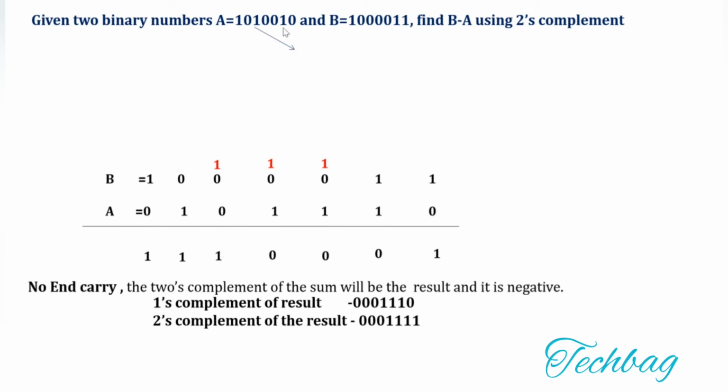Let us check the answer. Here the decimal equivalent of A is 82 and the decimal equivalent of B is 67. If you are subtracting 82 from 67, you get minus 15. And in this 2's complement of the result, 1111 is 15 and the most significant bit is 0. That means it represents a positive number. So this is the 2's complement of your result. If the 2's complement is positive, it means definitely your answer is negative. So this is minus 15. So our answer is correct.